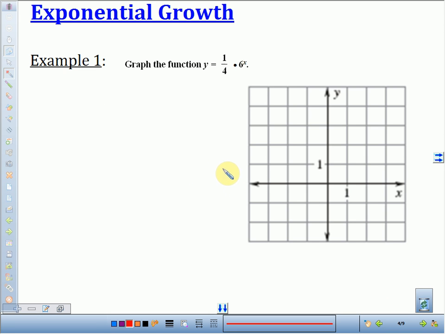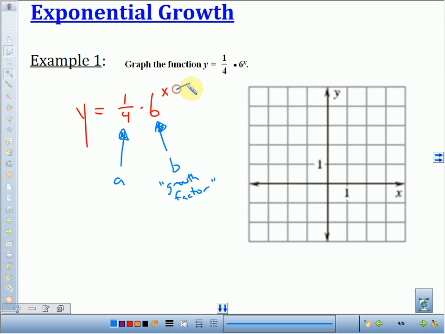Okay, so here we go. We get into the meat of this thing. We want to graph this function. We have 1/4 times 6 to the x. All right, so we're going to graph y equals 1/4 times 6 to the x. So we can see here 1/4, that's a. 6, that's b, which is also our growth factor. And x, of course, is our variable.